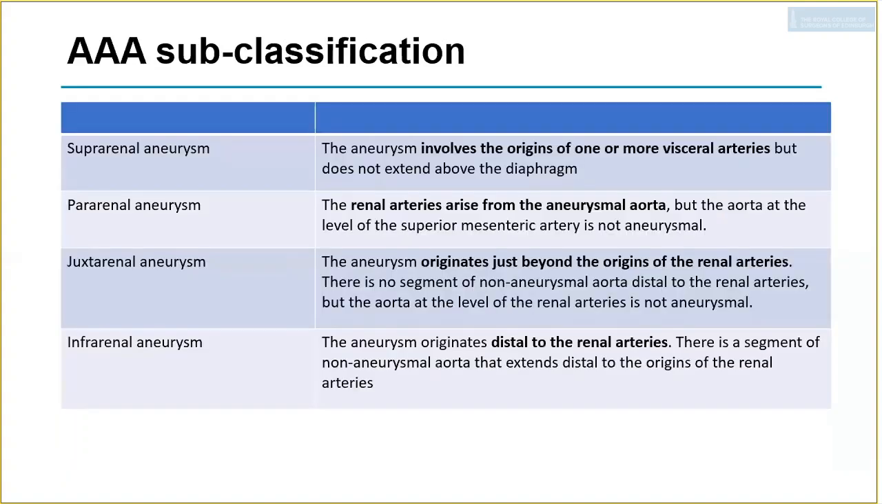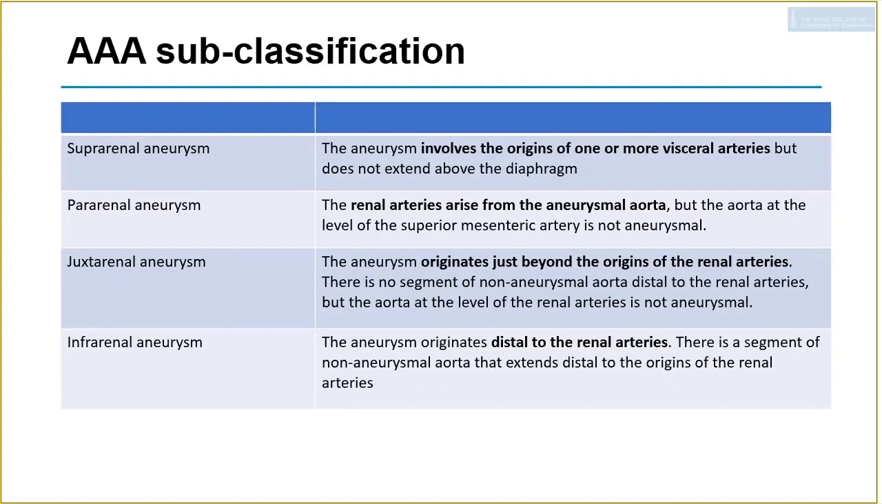We can also classify abdominal aortic aneurysm in relation to the renal arteries. We could call it suprarenal aneurysm when it involves the origin of one or more visceral arteries, but does not extend beyond the diaphragm. We call it pararenal when the renal artery arises from the aneurysmal aorta itself. We can call it juxtarenal aneurysm when the aneurysm originates just beyond the origins of the renal arteries, and in this case, there's no segment of non-aneurysmal aorta distal to the renal arteries.